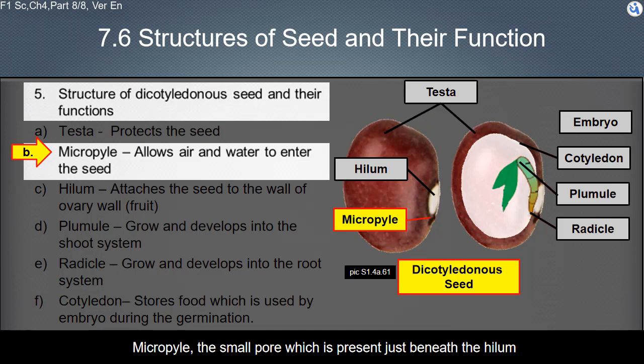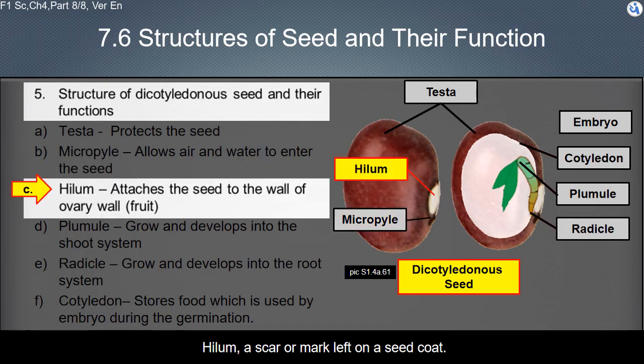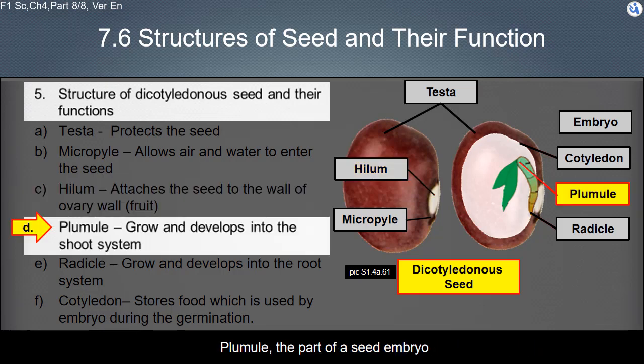Micropyle, the small pore which is present just beneath the hilum. It functions to allow air and water to enter the seed. Hilum, a scar or mark left on a seed coat. It functions to attach the seed to the ovary wall.